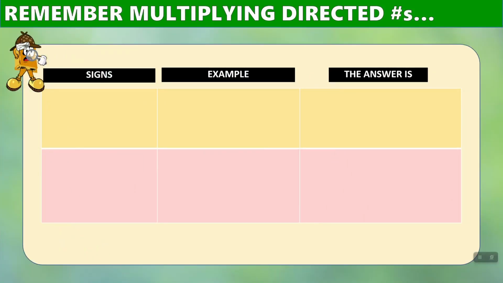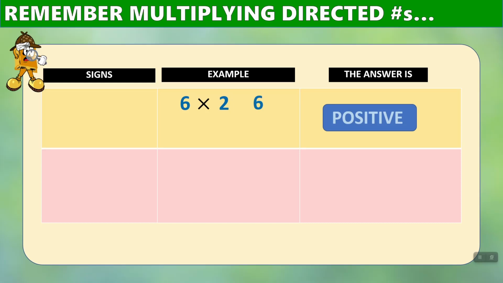First, let's review what happened when we multiplied and divided directed numbers. For example, positive 6 multiplied by a positive 2 gave us a positive 12. This is the same thing as writing 6 and then 2 in brackets. If we had minus 6 multiplied by minus 2, signs are the same, the answer is positive as well. You can rewrite minus 6 times minus 2 as minus 6 and then minus 2 in brackets. The signs are the same, the answer is positive.